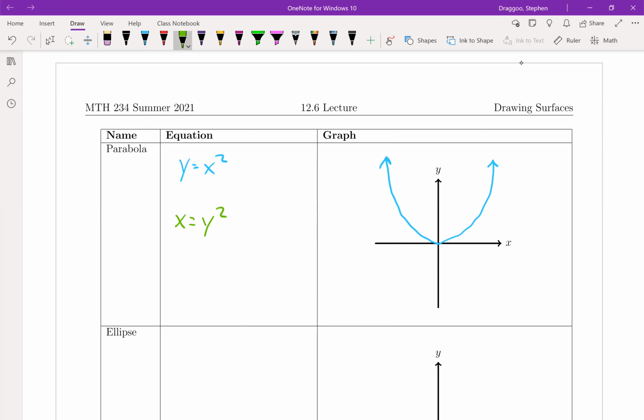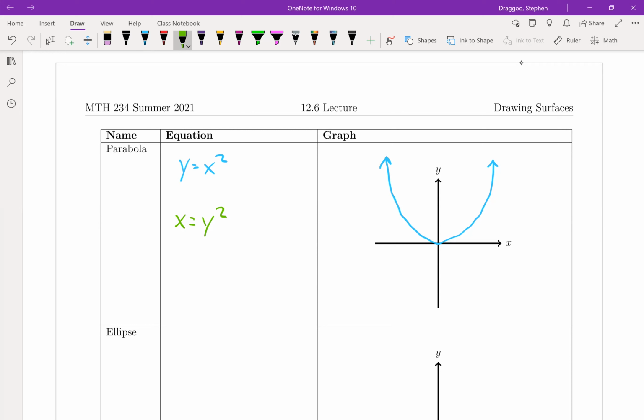All right, let's take a look at section 12.6, which will cover cylinders and quadratic surfaces. This section is going to be all about how to draw cylinders and quadratic surfaces. So we're mostly going to be looking at drawing shapes. But before we dive into the new stuff, which will be drawing 3D figures, we're going to start with a quick review of some two-dimensional shapes.